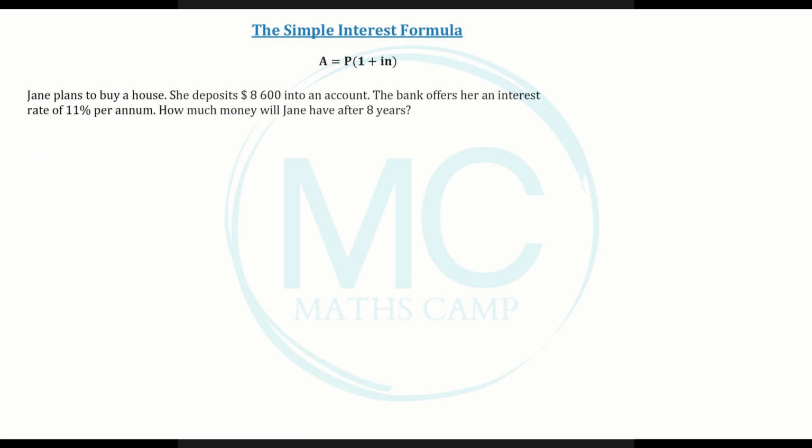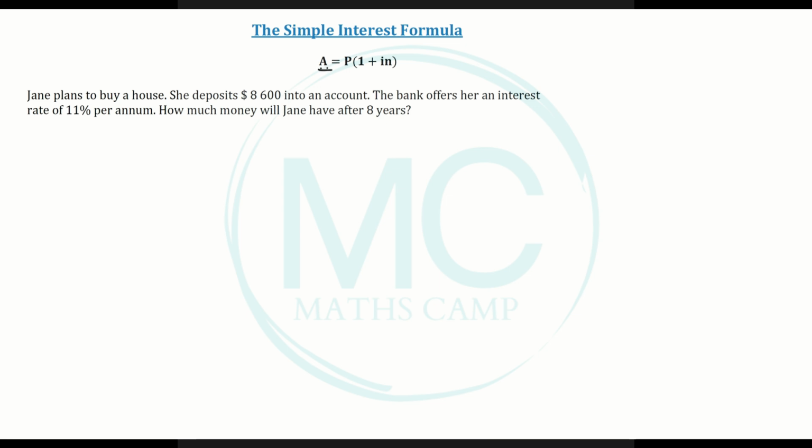Jane plans to buy a house. She deposits $8,600 into an account. The bank offers her an interest rate of 11% per annum. How much money will Jane have after 8 years? The question is asking us to find the amount of money Jane has at the end of her investment. We are looking for the accumulated amount, so we need to solve for A.